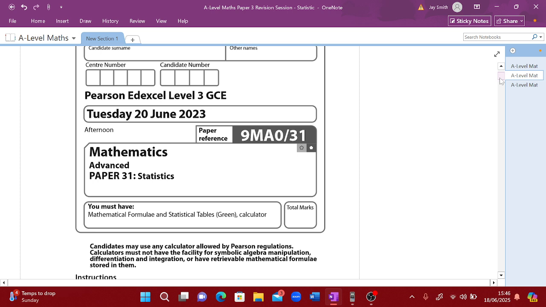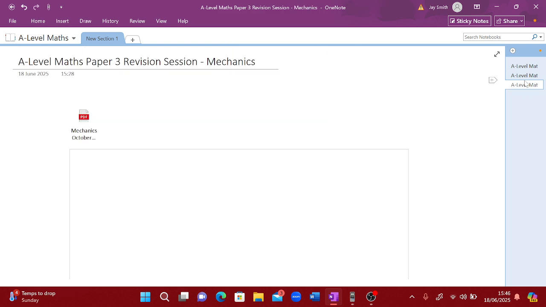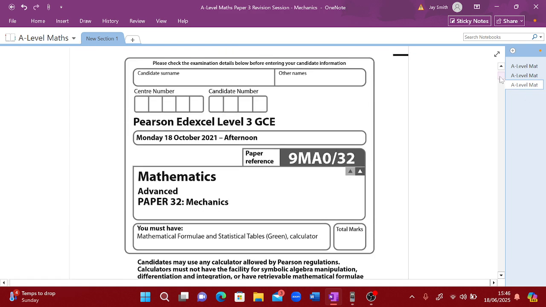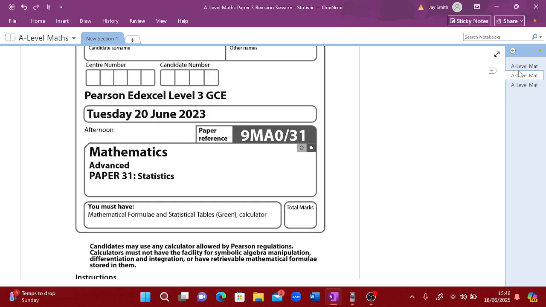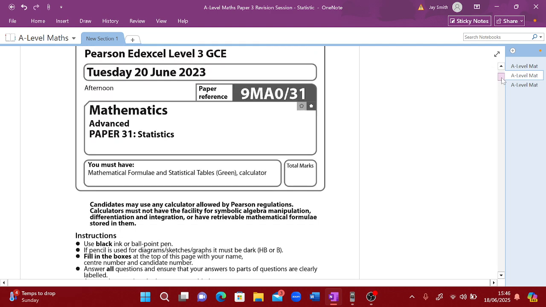Now, the stats is from 2023. I picked that because I think it has some more interesting questions that are slightly different to the 2022. But all in all, if you practice a few stats papers, they're mostly the same. Same with the mechanics, which was from November 2021. There we are. The other two papers I did were for 2022. So this time I'm going to try this one. We're going to go over it.